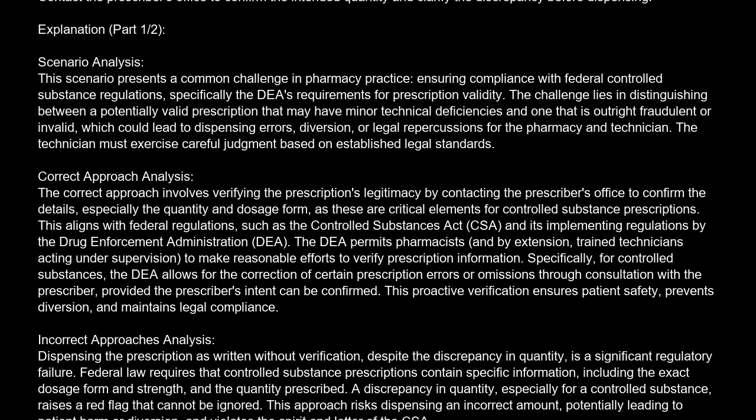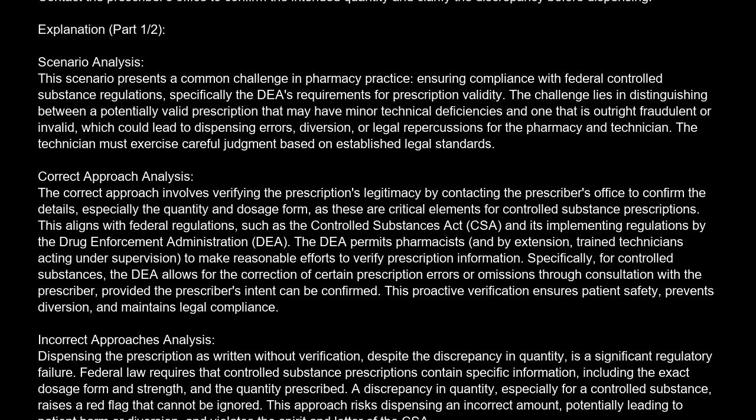The DEA permits pharmacists, and by extension, trained technicians acting under supervision, to make reasonable efforts to verify prescription information. Specifically, for controlled substances, the DEA allows for the correction of certain prescription errors or omissions through consultation with the prescriber, provided the prescriber's intent can be confirmed. This proactive verification ensures patient safety, prevents diversion, and maintains legal compliance.